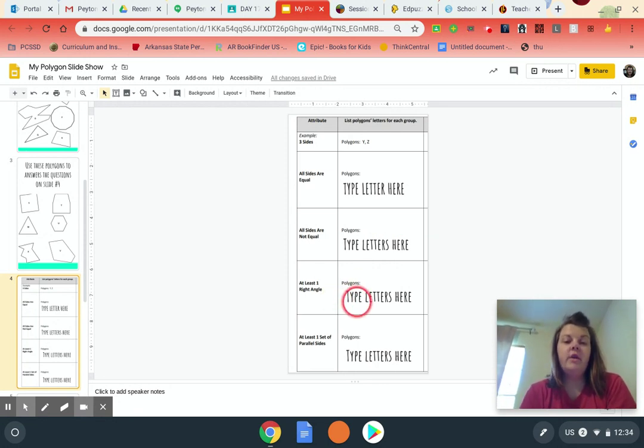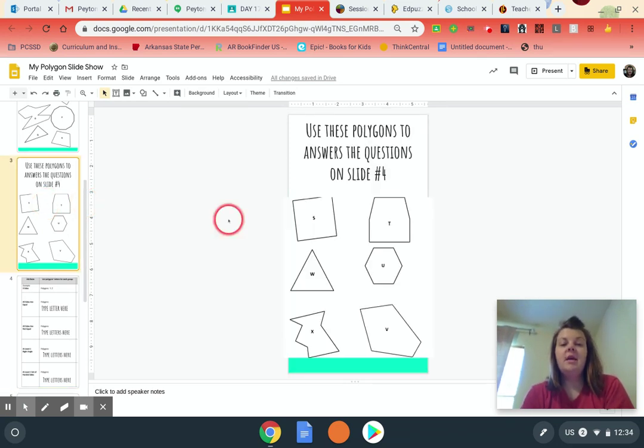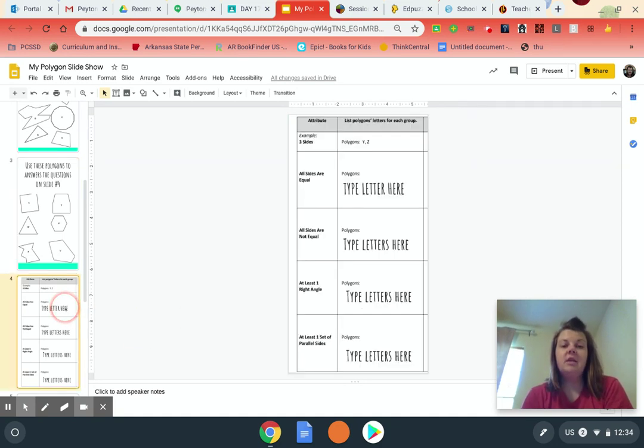At least one right angle. Remember, right angle is a square corner. So I'm going to go back to S. We said a square has 4 right angles or square corners, but the question is it has at least one. So S still goes here because it has 4. And at least means at least one. There can be more than one. So you're going to find other shapes that have a right angle and list those here.